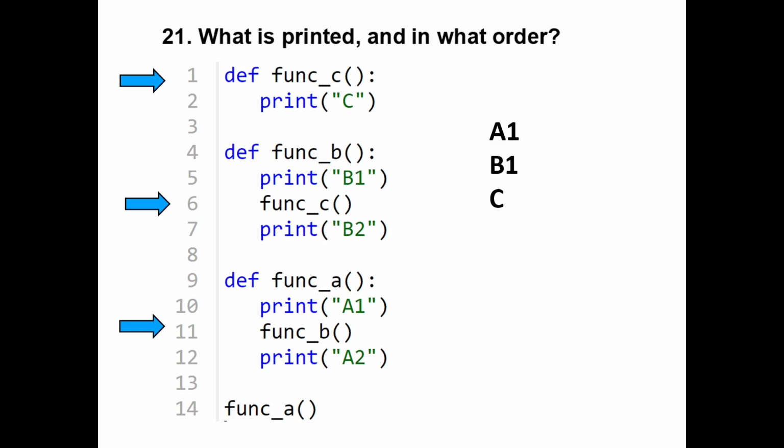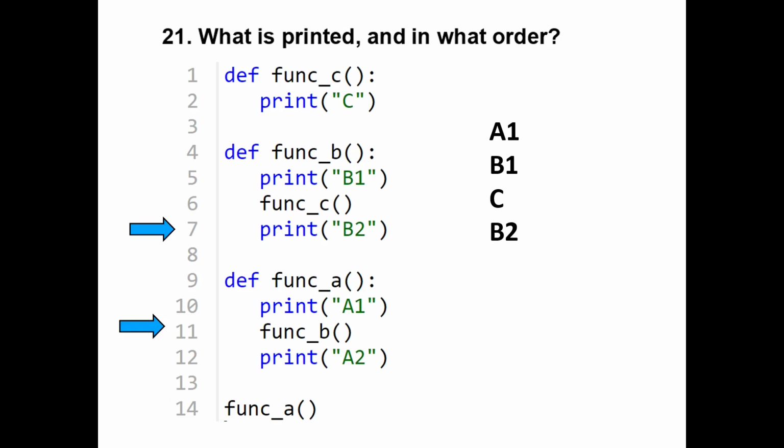After that, it's reached the end of this function, so it's going to return, and it's going to go back to where it came from. Function C was called right here on line 6. So then this arrow is going to advance to line 7, and it's going to print B2. So let me go ahead and grab a B2, put that in.